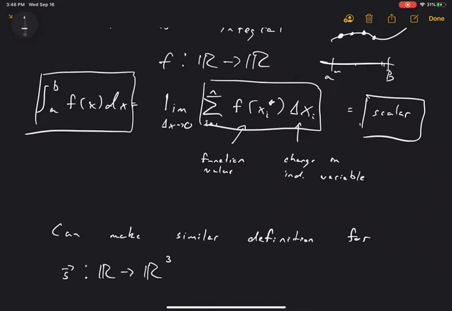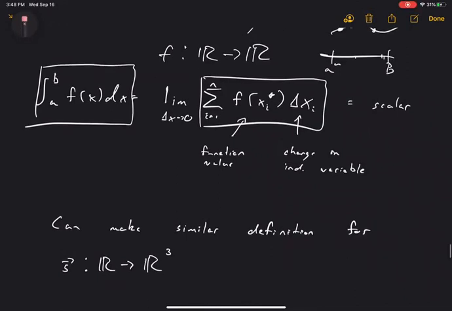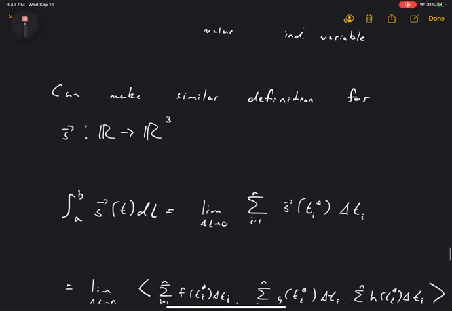Now, there's nothing special about this finite sum here. Excuse me, it's finite inside the limit. We can make the same kind of finite sum for vectors. And then we know we can take the limit of vector valued functions. So once we have this thing, we can take its limit, and that's how we define the integral for these vector valued functions.